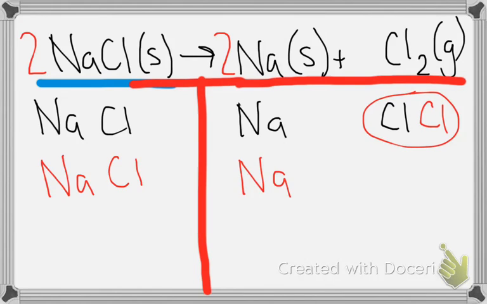Even though I have 2 chlorines also on the product side, if we look at the original equation, that's written as Cl2, so I'm only going to add those as pairs. So I only have one pair of Cl2. At this point, we have 2 sodium chlorides decomposes into 2 sodiums and 1 molecule of chlorine gas. This is a balanced decomposition problem.